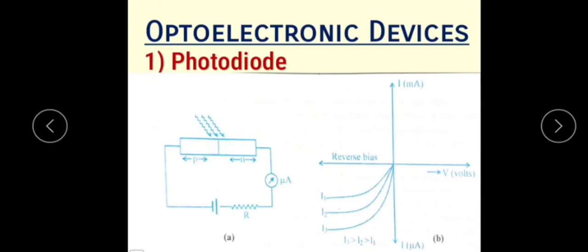See, pin means one side is positively doped, another side is negatively doped. Between these two, a neutrally doped intrinsic region is there, sandwiched between the p type and n type. They are much faster and more sensitive than the ordinary p-n junction diode, and hence are often used for communication purposes. And this is the use of the photodiodes.